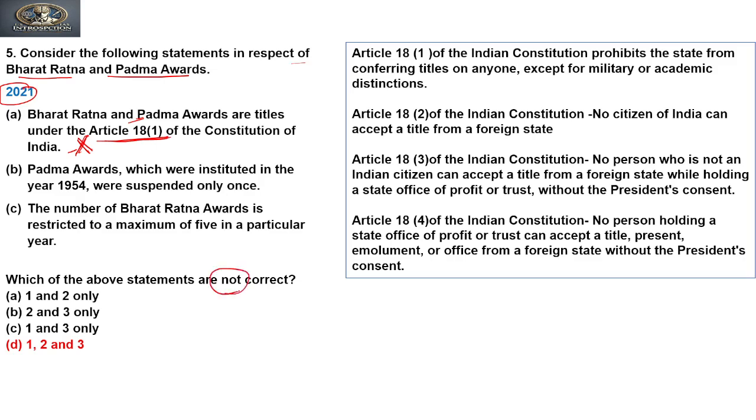We need to find the statement that is not correct. So our answer may be A, C or D. B cannot be the answer. Now, Padma Awards, which were instituted in 1954, were suspended only once. You may or may not have an idea about this, right? So basically this question is a combination of concept plus fact. With respect to B, you may or may not know; that depends. But this is also not true.